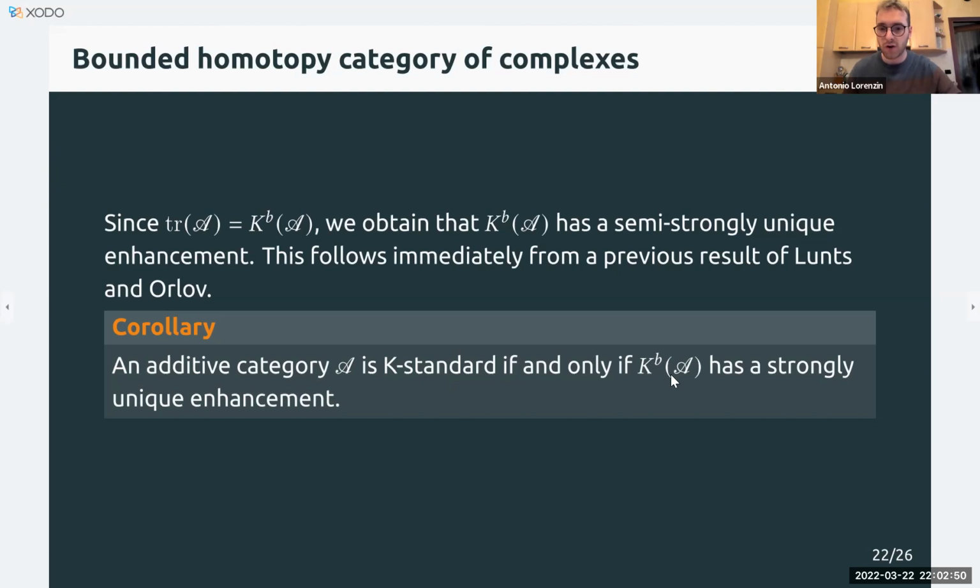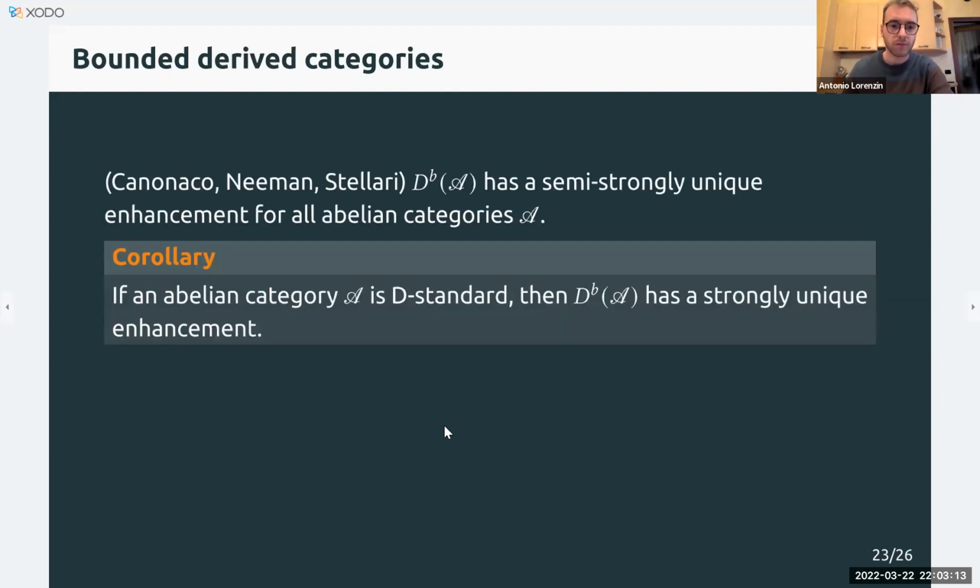And this simply follows by the main result, because as I was saying, since the triangulated hull of A has a semi-strongly unique enhancement, we have that A is strongly formal. And K-standardness is just formal standardness. So we are just using the theorem.